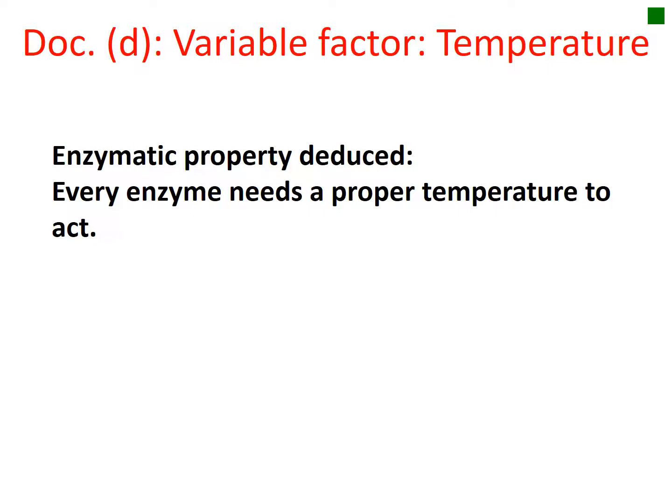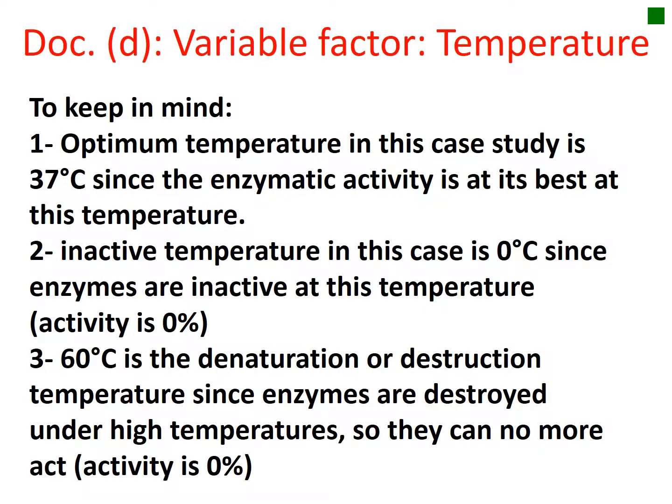So we have three. Every enzyme needs a specific substrate. Every enzyme works on a proper pH medium. Every enzyme needs a proper temperature. Optimal temperature is 37, since it is the normal temperature of the body. Inactive temperature is 0, since enzymes are inactive and at this temperature activity is 0%. 60 degrees Celsius is the denaturation or destruction temperature, since enzymes are destroyed at this high temperature, so they can no more act.